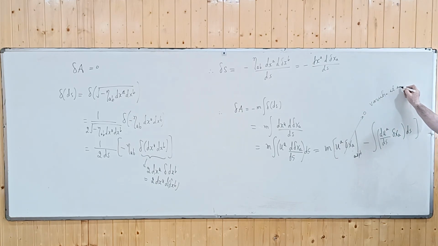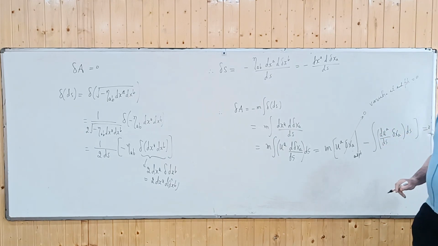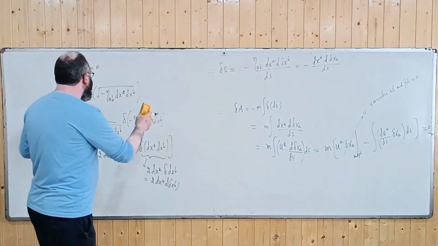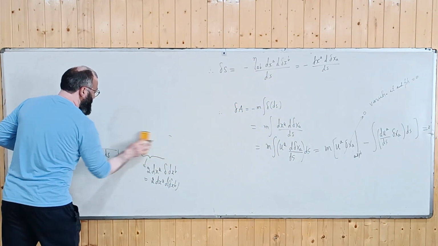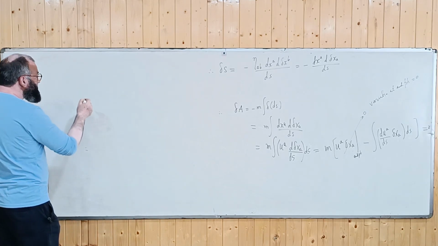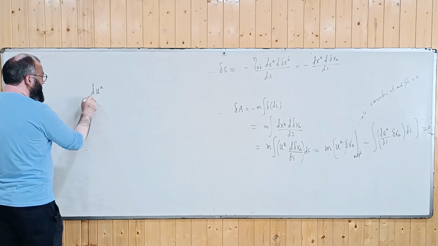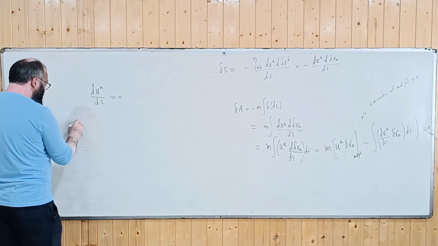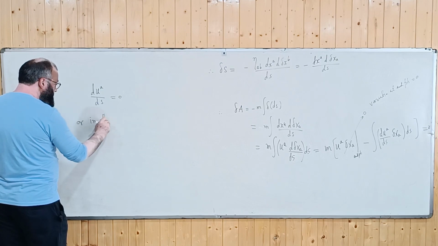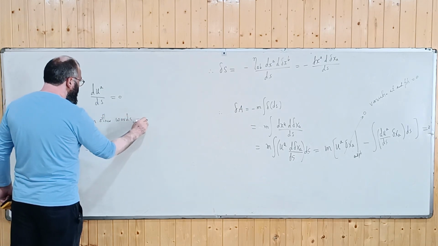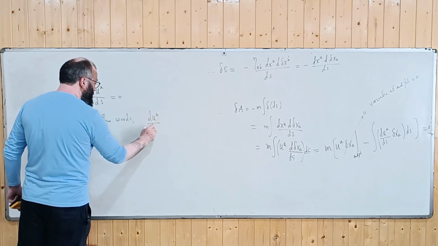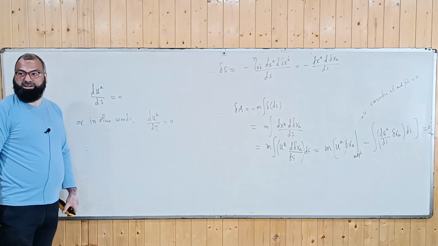Now this very term, since the variation at endpoints is equal to 0, vanishes. And this has to be equal to 0. Clear? Now this is actually a free variable. These things are linearly independent. It means this object has to be equal to 0. So this is the equation of motion for a free particle. That means a free particle travels with a constant velocity. So dua by ds is equal to 0, or in terms of the proper time, dua by d tau is equal to 0.